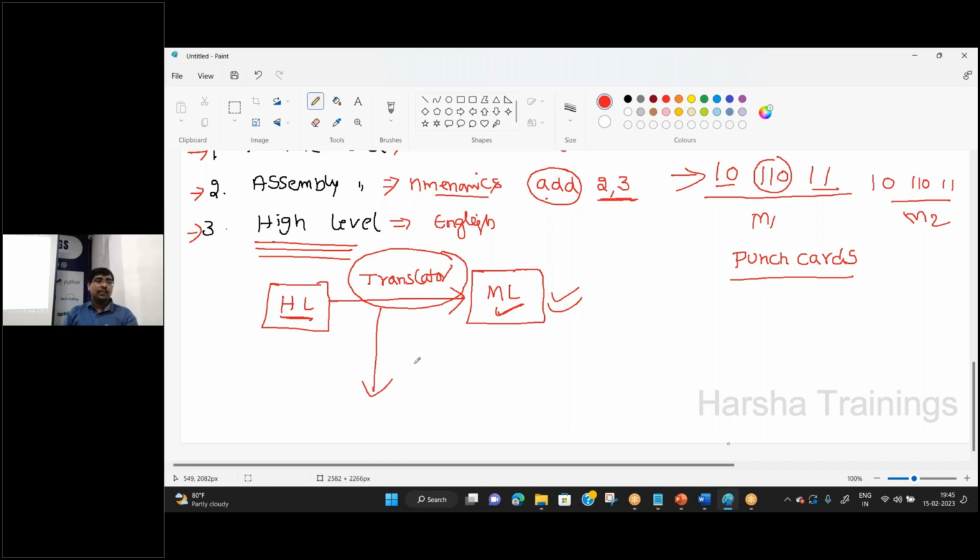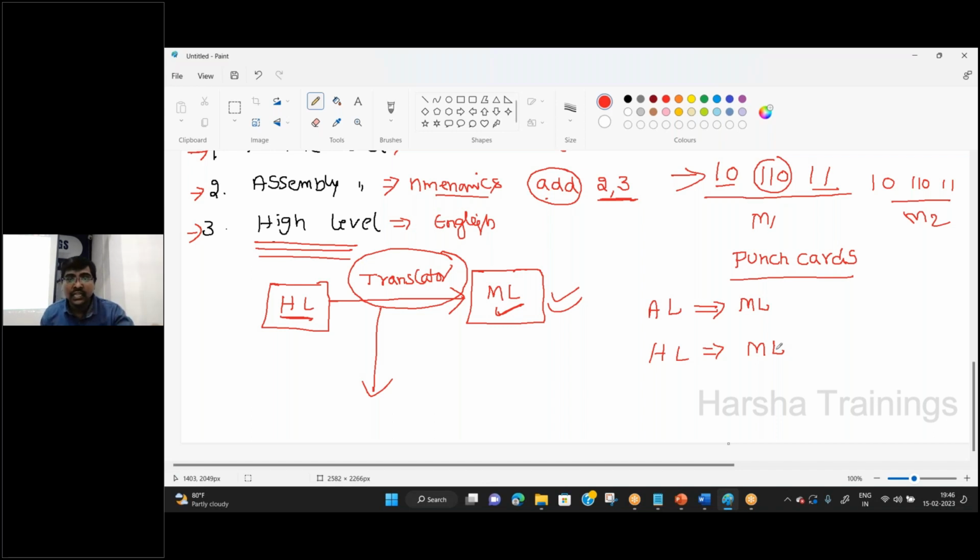Move to translator. What is a translator? A translator is used to convert one language into another language. Now we already discussed assembly language. To convert assembly language into machine language, we need a translator. Similarly, to convert high level language into machine level language, you need a translator.